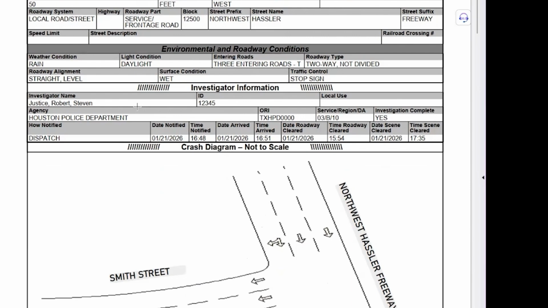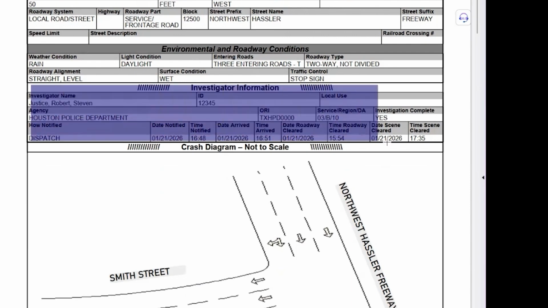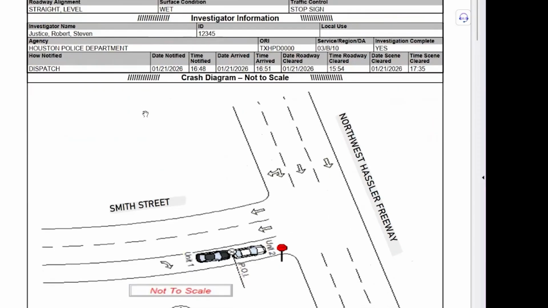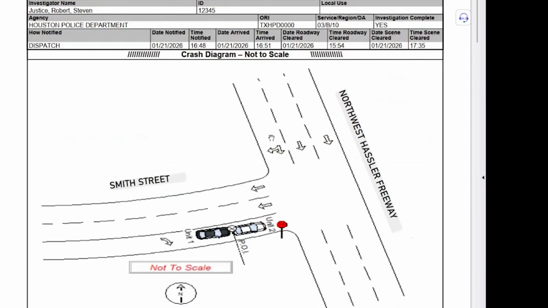And then this last section on this first page, this is the investigator's information. So that just identifies the officer who created the crash report and then did the investigation. So I have their name, what department they're with, their ID number, that sort of thing. Okay, below that, we've got a crash diagram. They're not to scale. These aren't always going to be right. Sometimes there's errors, but it's just a simple diagram showing how the crash occurred.